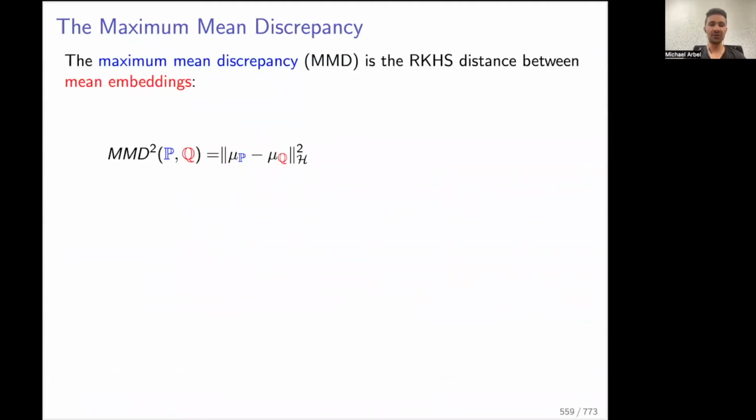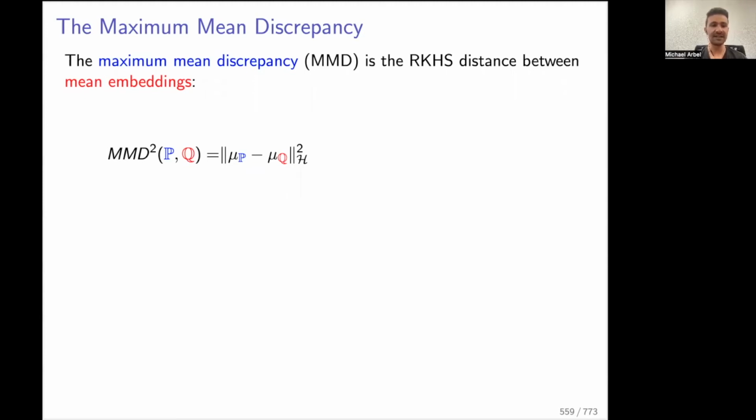And to do that, we will consider one particular way to measure similarity between distributions, which is called the maximum mean discrepancy. What the maximum mean discrepancy does is look at the RKHS norm of the difference between mean embeddings of P and Q. This makes sense because we said that the mean embedding is a summary of a distribution. So we just compare the difference between two summaries of two distributions and measure their norm. And this should be a reasonable way to tell whether two distributions are close to each other or not.